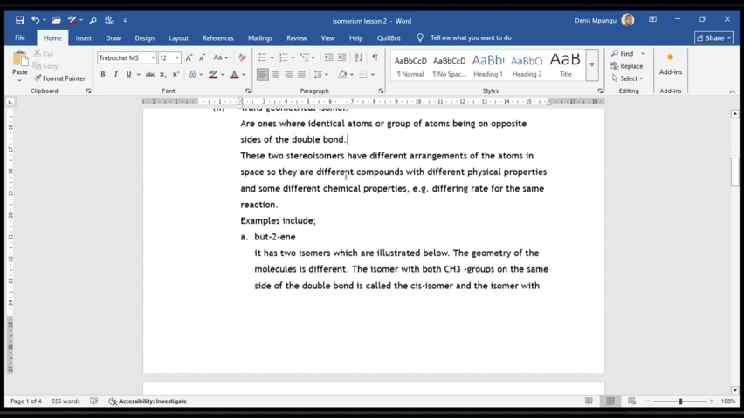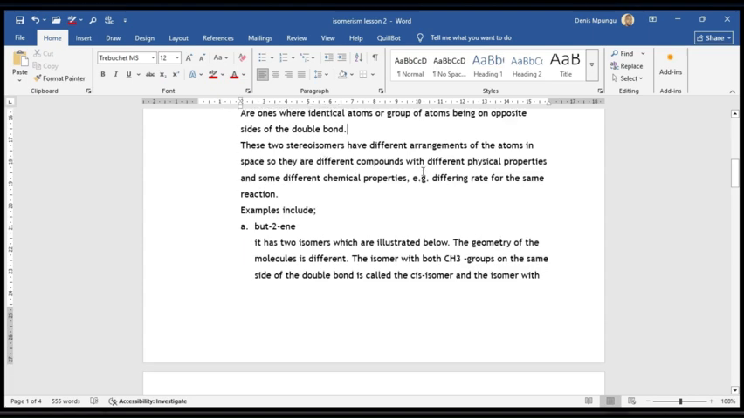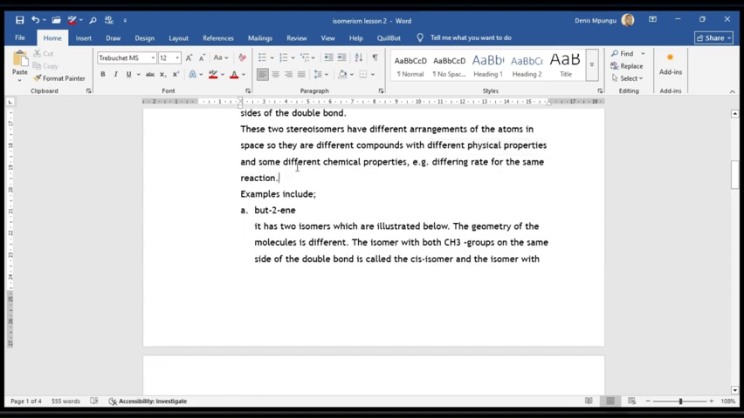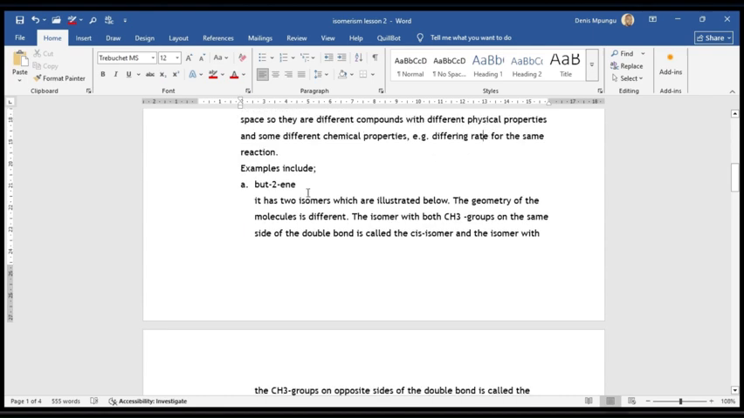Because there is a difference in arrangement of atoms across the double bond, the physical properties of these isomers are different, and some of them may differ slightly in their chemical properties, e.g. a different rate for the same reaction. So we mean the chemical reactions may not differ completely, but the rate at which they occur may change. So I'm going to use examples here.